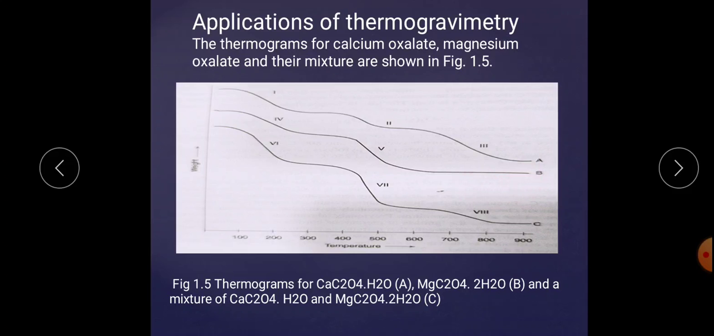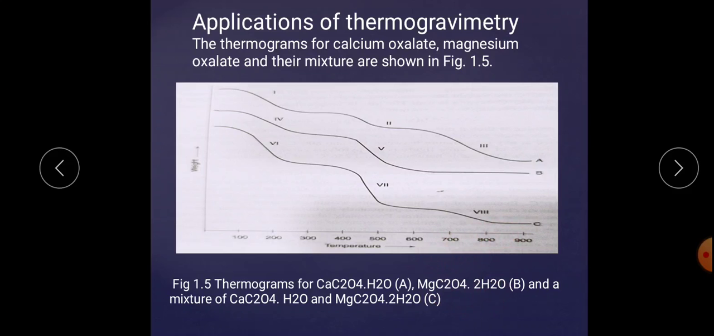So the first region is because of the loss of water molecules. The second region is because of the loss of CO gas, carbon monoxide gas, and the third region is because of the loss of CO2 gas. The temperature ranges are 100 to 250 degrees Celsius, 400 to 500 degrees Celsius, and 650 to 850 degrees Celsius. Now let's focus on the second graph, that is graph B. It is related to magnesium oxalate dihydrate.